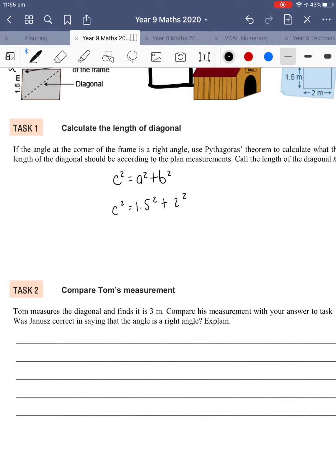In task 2, Tom decides to measure it physically to see what the length is, and he's going to compare it to what was gotten in the previous answer. He gets a length of 3 meters. So what you've got to do is say, do they match? Does your answer from task 1 match his 3 meters? If it does not, that means it's not at a right angle, because Pythagoras only works on right angle triangles. Just compare, and say, is it correct? Yes or no? Is Janice correct in saying it's a right angle? Explain. You can use 'Pythagoras only works on right angle triangles' as a good way to explain it if you'd like.